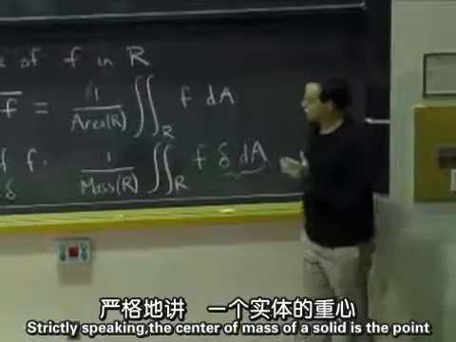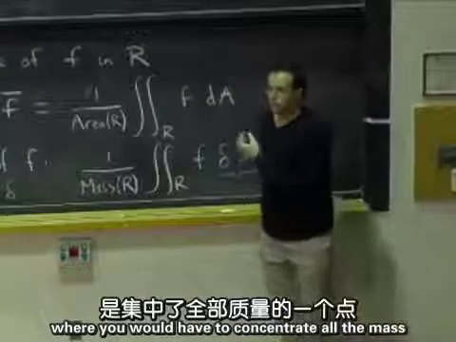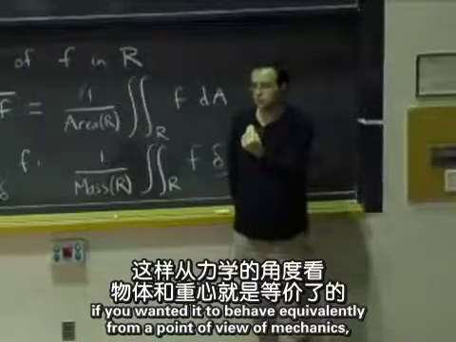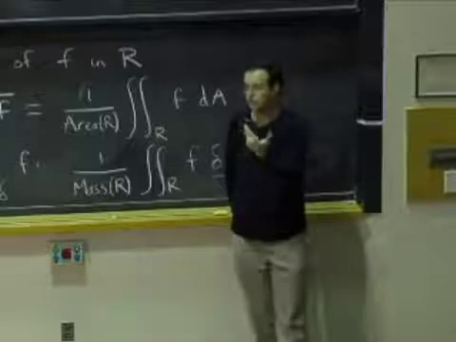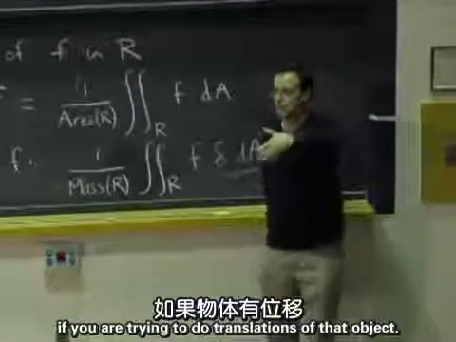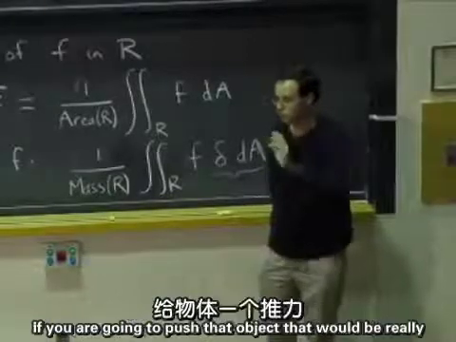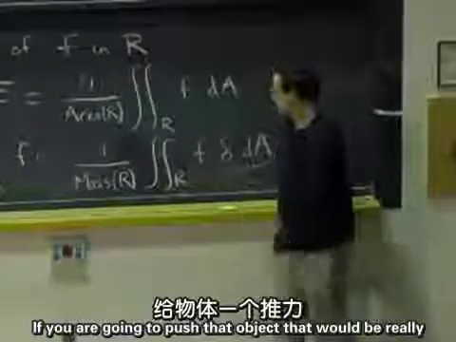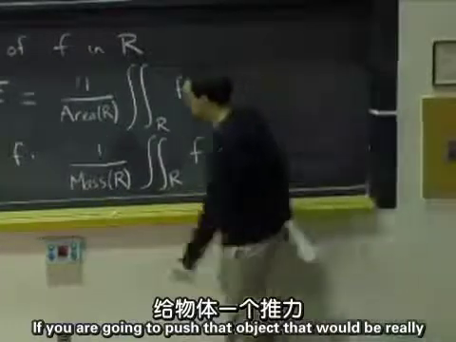So strictly speaking, the center of mass of a solid is the point where you would have to concentrate all the mass if you wanted it to behave equivalently from the point of view of mechanics, if you are trying to do translations of that object. If you are going to push that object, that would be really where the equivalent point mass would lie.